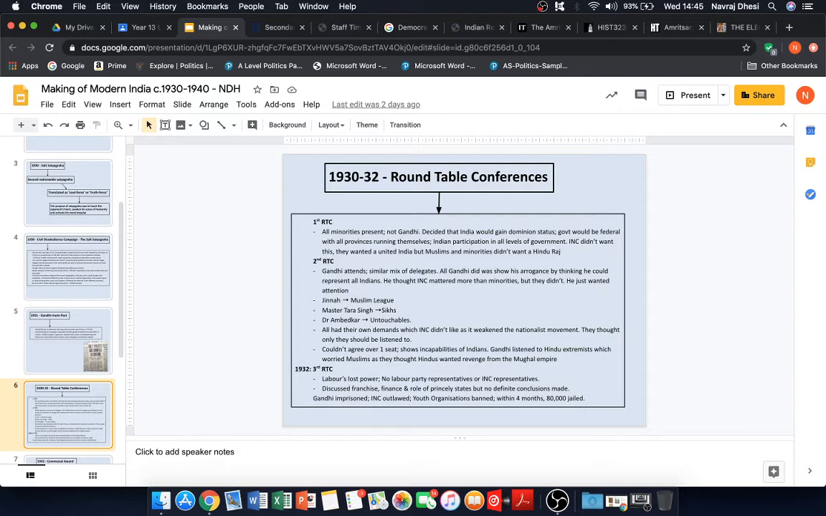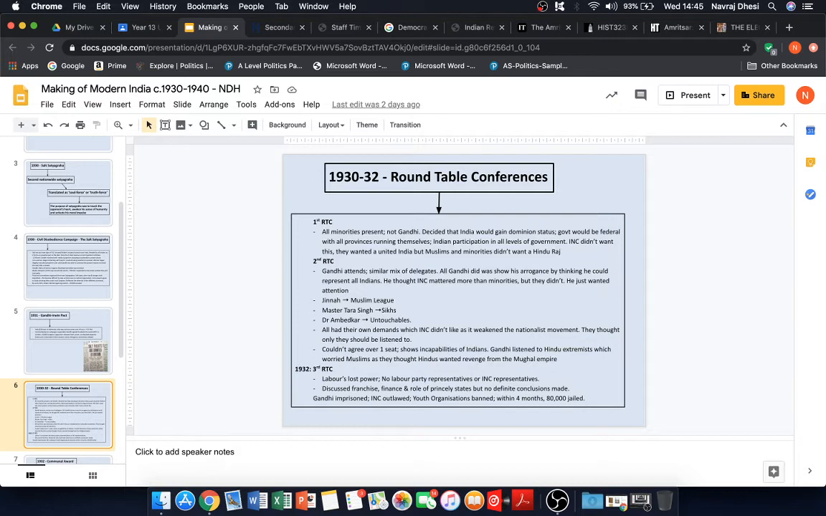In the third roundtable conference, Labour lost its power. There were no Labour Party representatives or Congress representatives. It discussed franchise, finance, and the role of princely states, but no definite conclusions were made. Gandhi was imprisoned. The Indian National Congress outlawed. Youth organisations were banned, and within 4 months, 80,000 people are jailed. So the roundtable conferences from 1930 to 1932 were a resounding failure.